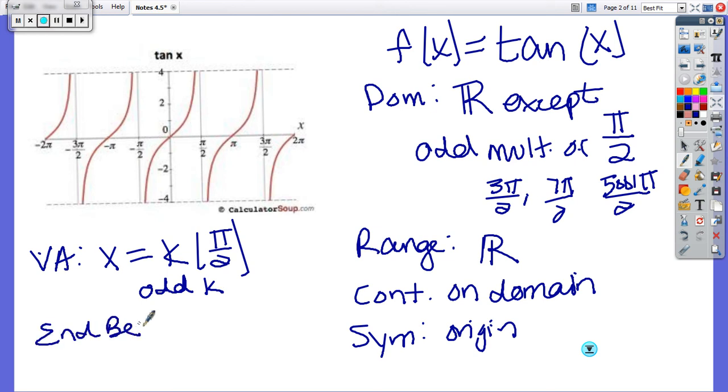For end behavior, there is none. And the reason is because the function oscillates between negative infinity and positive infinity. So sort of opposite of sine and cosine, they oscillated between negative 1 and positive 1. This oscillates between negative infinity and positive infinity.